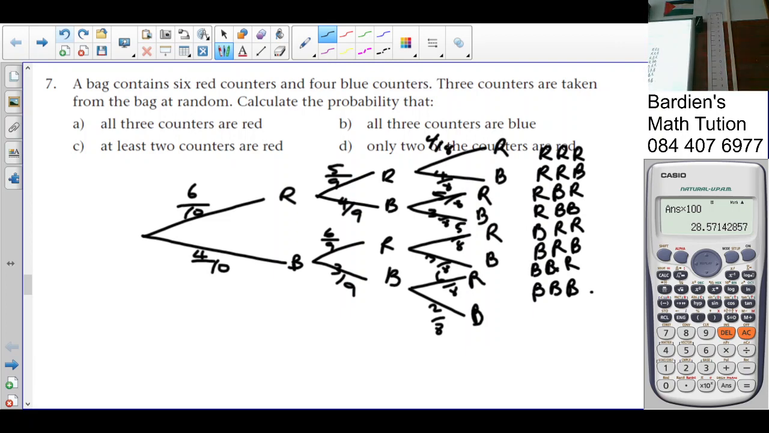Okay. So let's answer the first question. The first question says, all the counters are red. So what's the probability that all are red? It's going to be following that branch here, not so? So it's going to be 6 out of 10 times 5 out of 9 times 4 out of 8. That gives us 1/6.